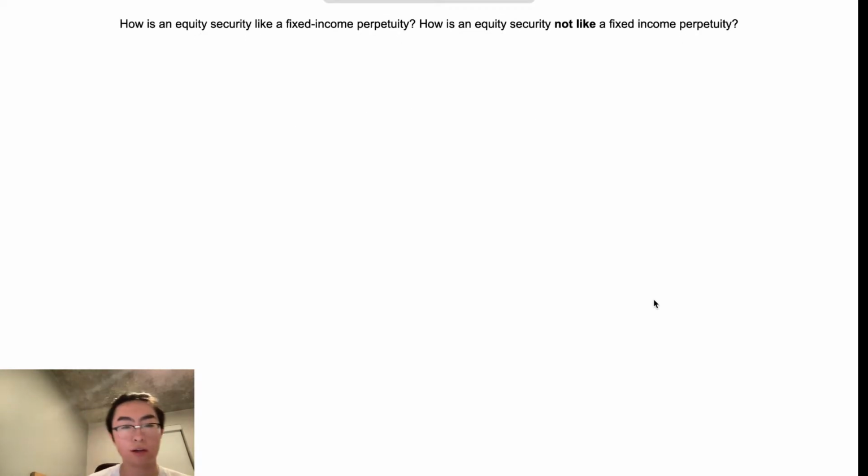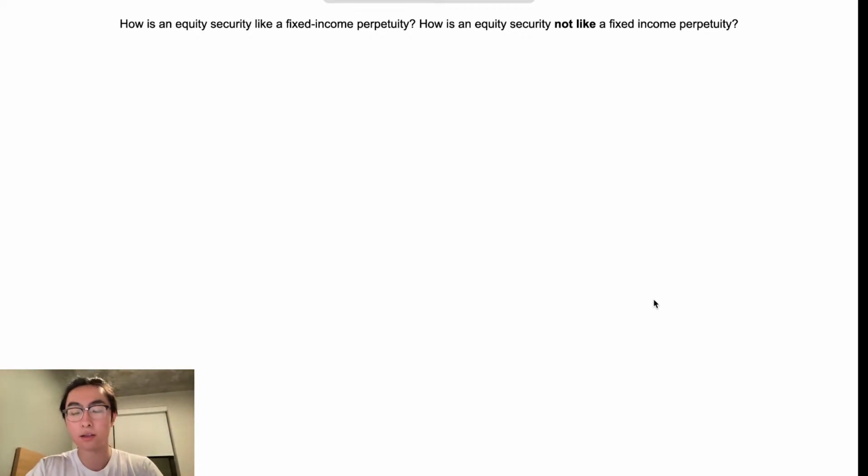How is an equity security like a fixed income perpetuity? It's like a fixed income perpetuity in the sense that you get these cash flows until pretty much the end of time. But they are not like a fixed income perpetuity in the sense that if a company does get bought out, then the actual, like you can say cash flows or dividends get paid back to the equity holders.